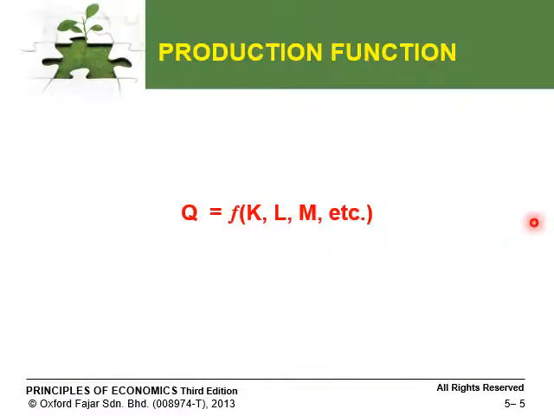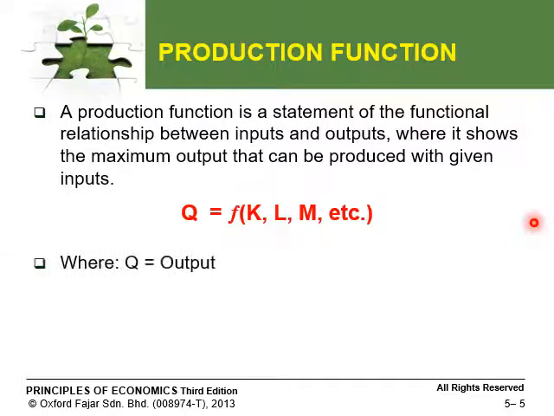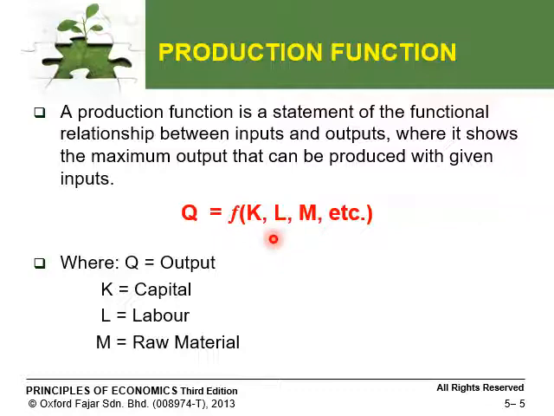So basically, this is the formula for you to calculate an amount of output. Q represents output, where Q equals capital plus labor plus raw material. Capital is more of a fixed input, whereas labor and raw material are considered variable inputs. This kind of input will decide how much output we are going to get in production.